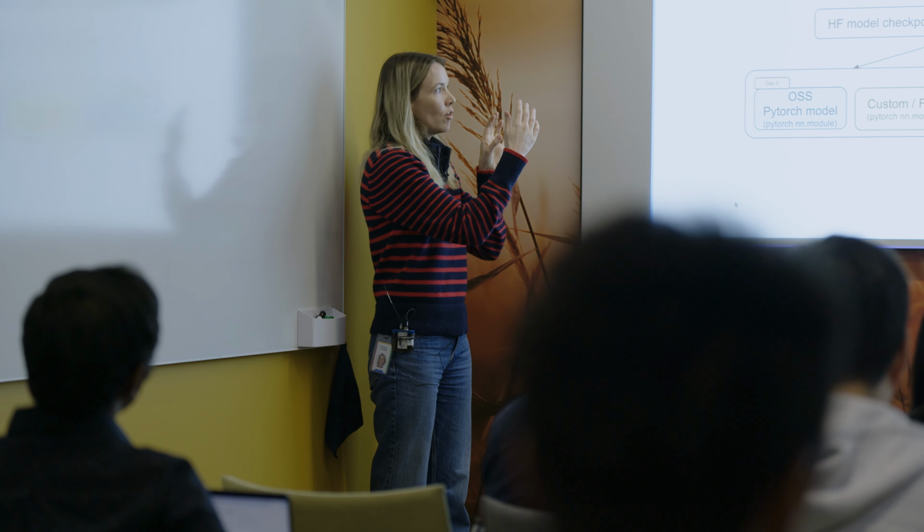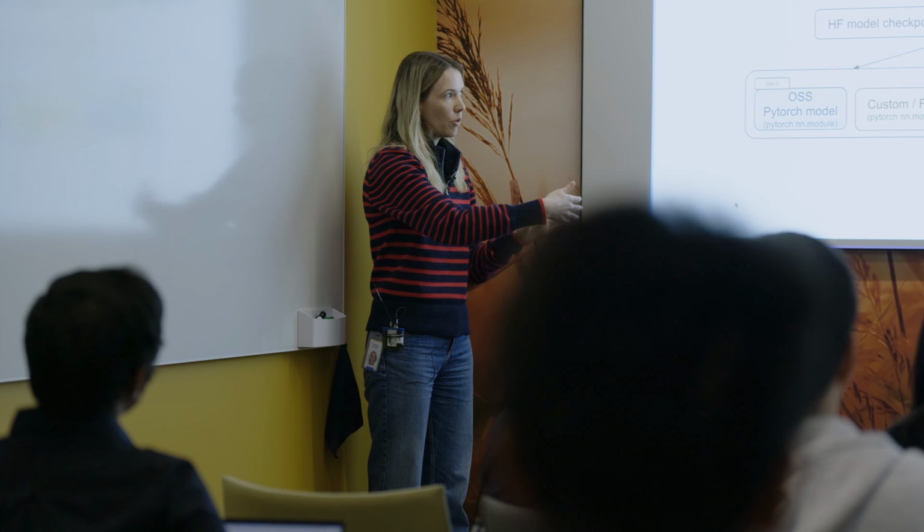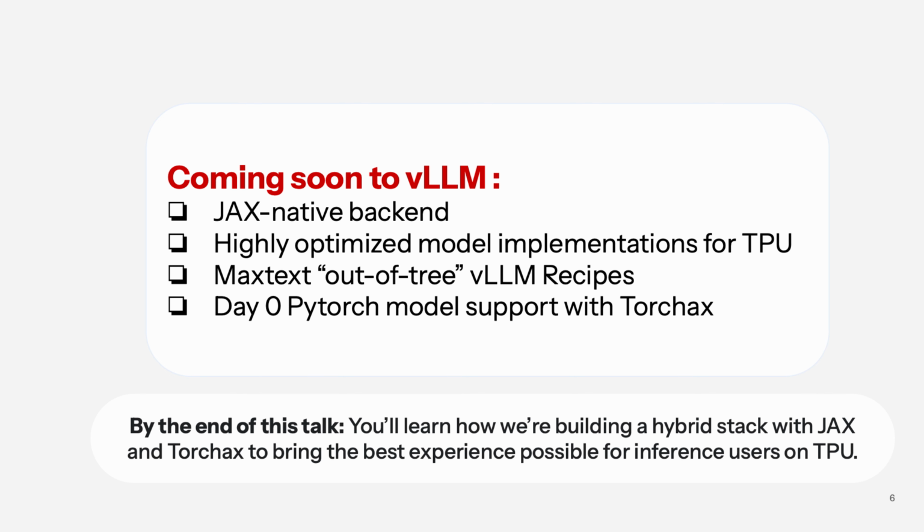But that's really the exciting part about this talk, what we're really trying to get across. And so how do we support these 4 distinct paths with 1 code path that works amazingly well on TPU? So you'll get a JAX native backend in the second half of this year. You'll have a highly optimized model implementation for TPU. So that means like a DeepSeek R1 model implementation that runs really well on TPU.